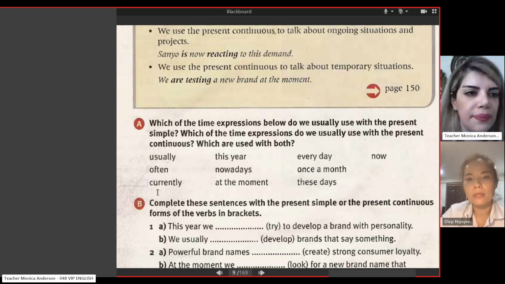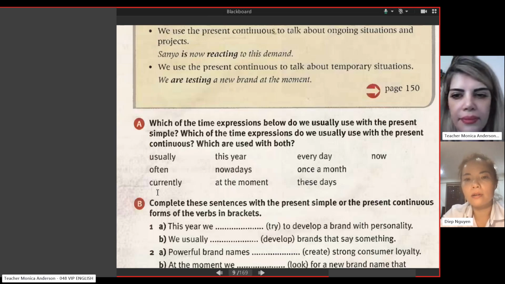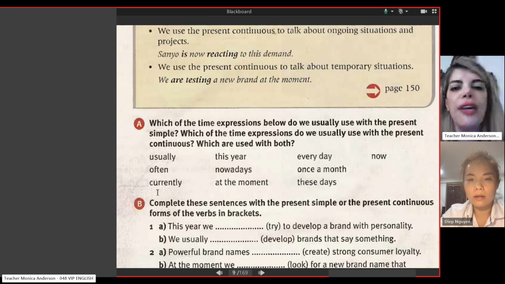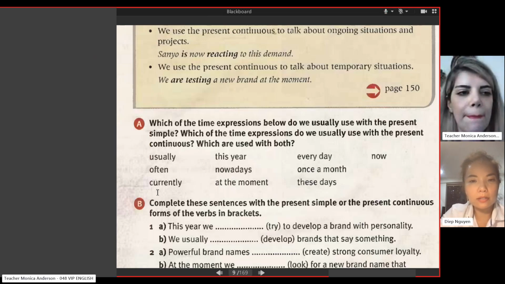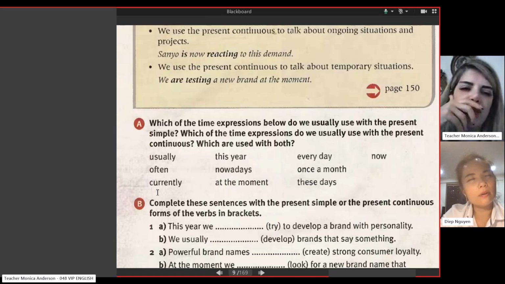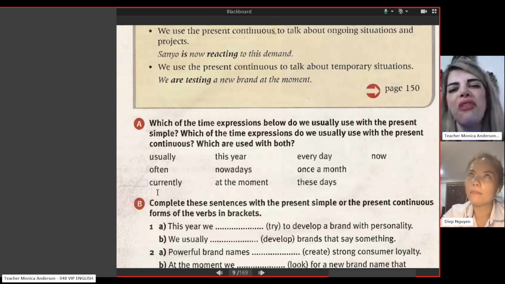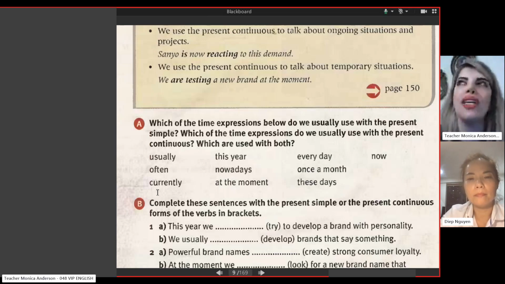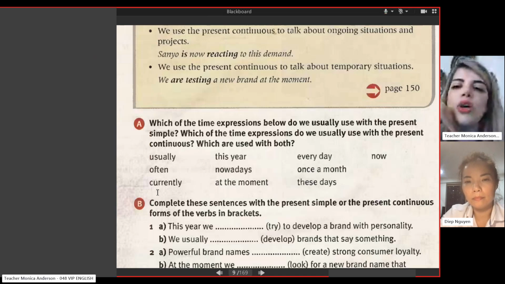The next one. This year is continuous. Nowadays, continuous. Very good. And at the moment, at the moment can be used for both present simple and present continuous. It's something like currently. We can use it for both of them. We can use present simple for present time, but if you use present continuous, it's okay. So both of them.